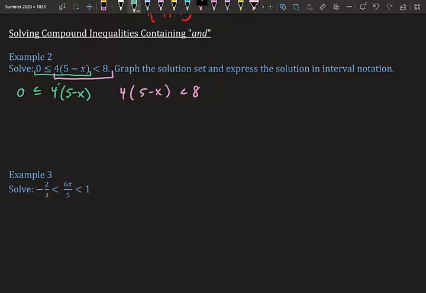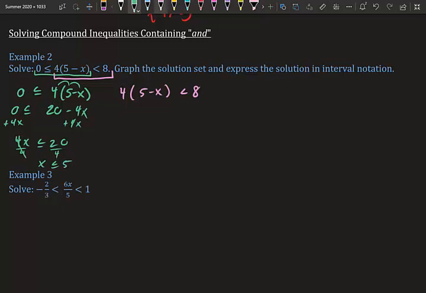For our green one, we're going to distribute 4. We have 0 is less than or equal to 20 minus 4x. We're going to subtract 20 over. My bad. Add 4x over. What am I talking about? So we have 4x is less than or equal to 20. Divide by 4. So we get x is less than or equal to 5.